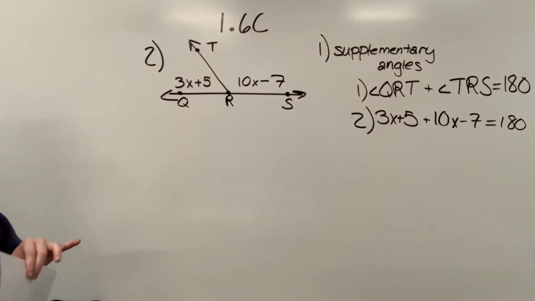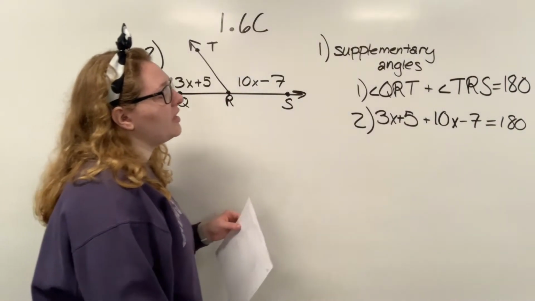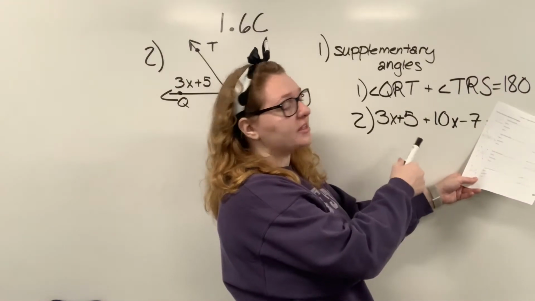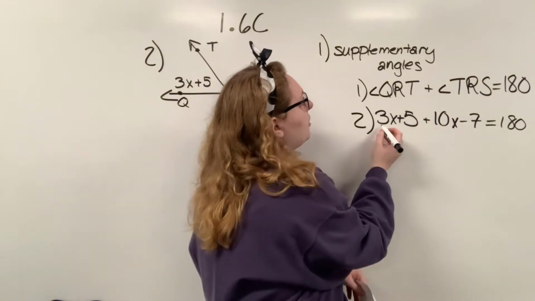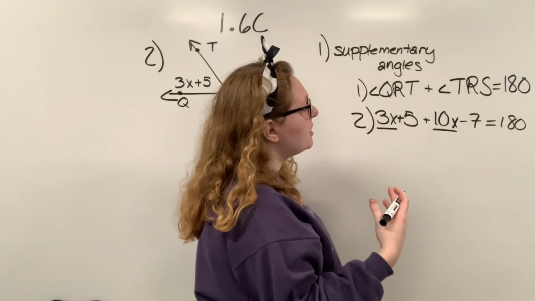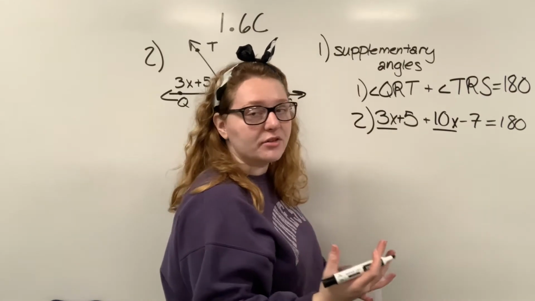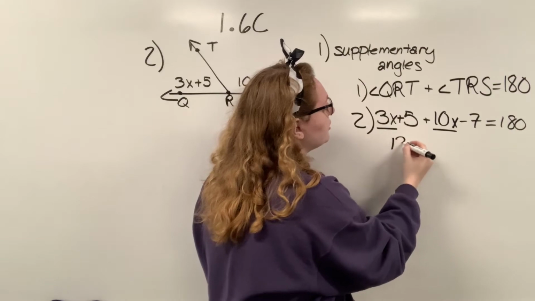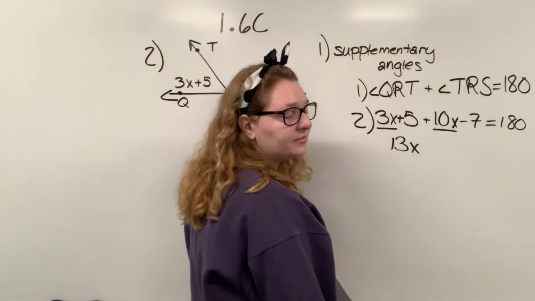Okay? So right now we're going to ignore the equals 180 degrees and we're just going to combine like terms on this left side of the equation. Okay? So I see two x terms, or two variable terms, and since they're both positive, we can just add those together. So we have 3x and 10x. 3 plus 10 gives us 13, and that x just hangs on.